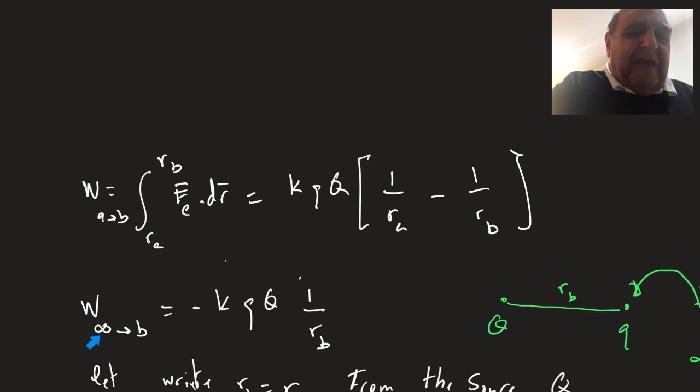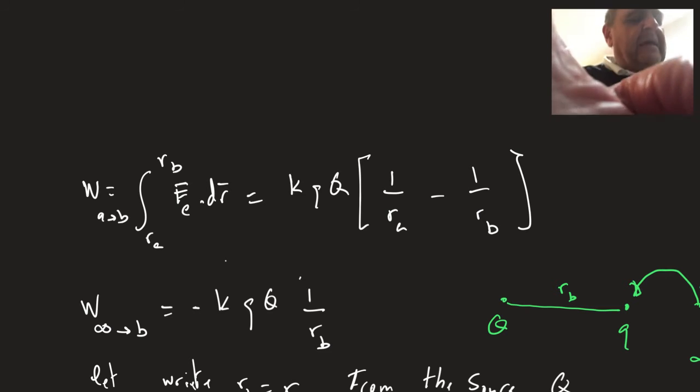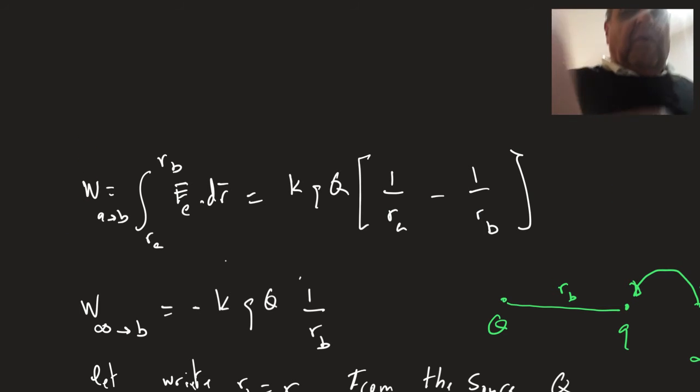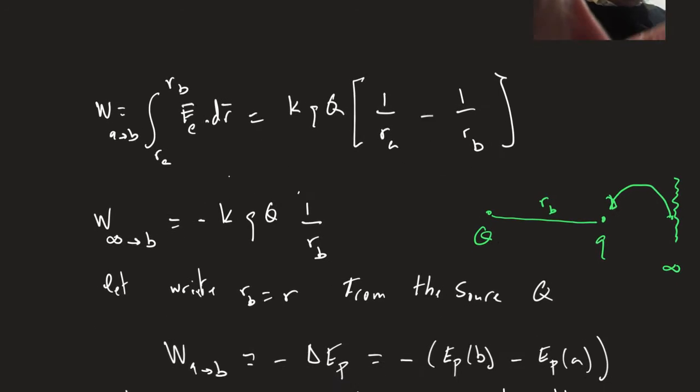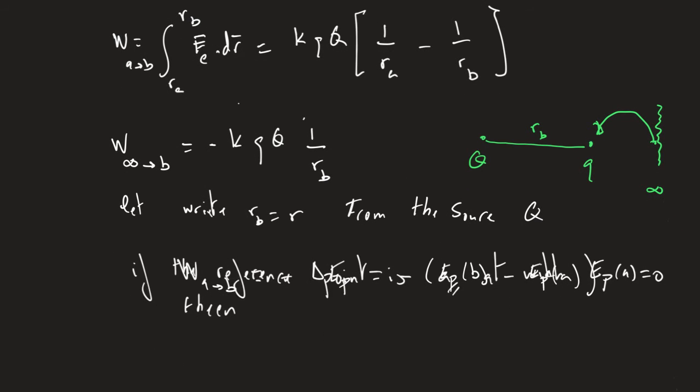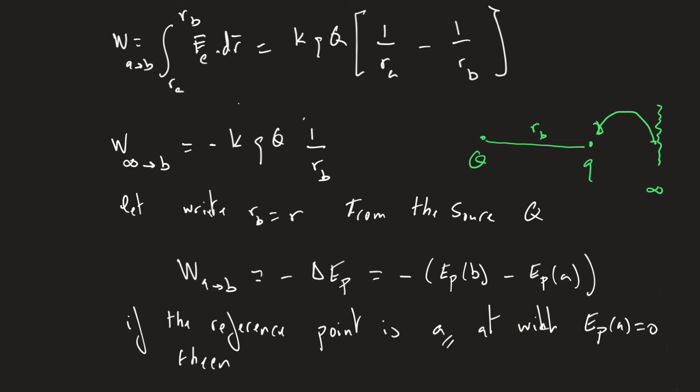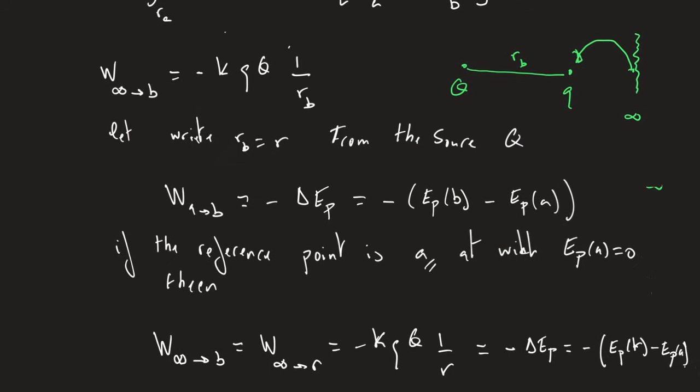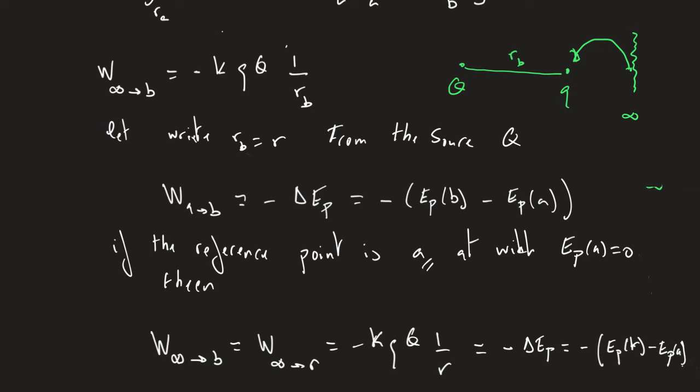Now take the work done from infinity, so the point A is at infinity, to the point B. The point B is the point at a certain distance from the charge capital Q. If the initial point rA is at infinity, 1 over infinity will be 0, so the work will be minus kQq divided by rB. If we put rB like r, then the work can be written like this.